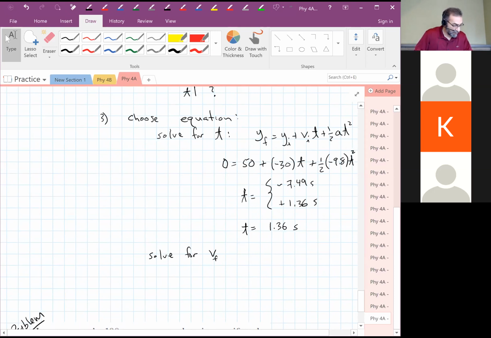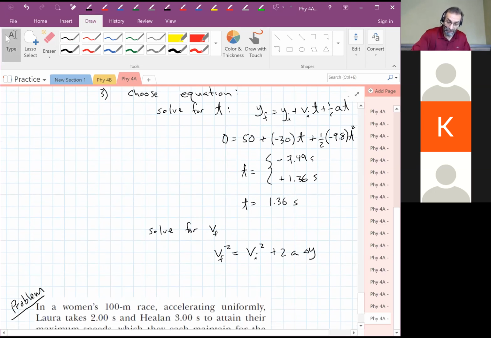But I'm gonna go ahead and point something out here. I'm gonna use this equation. V final squared is v initial squared plus 2a delta y. So this equation is missing time. So I could use it right off the bat to get v final. But you have to be careful when you use this equation. Let's see why. So let's plug in our numbers and let's solve for v final.